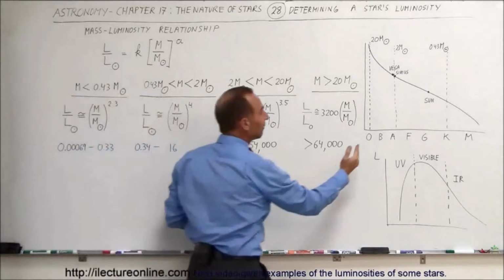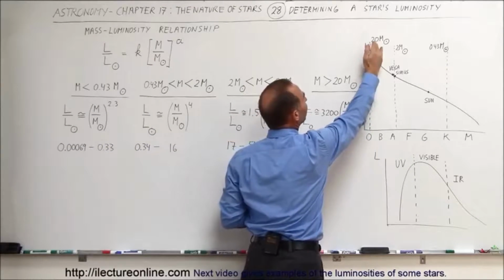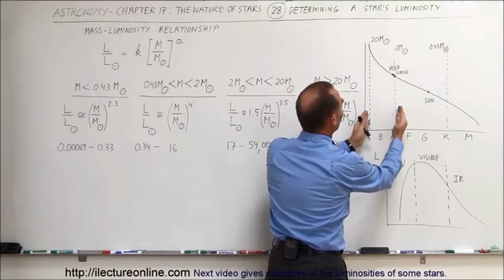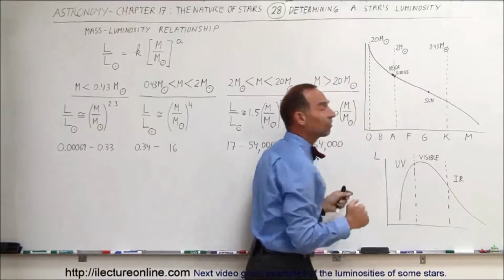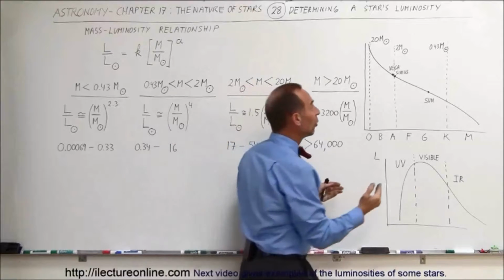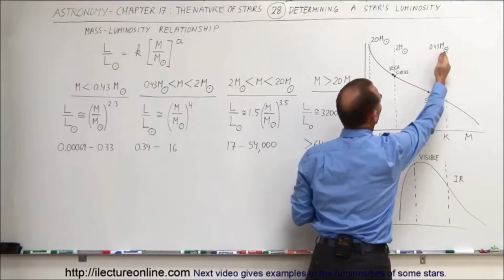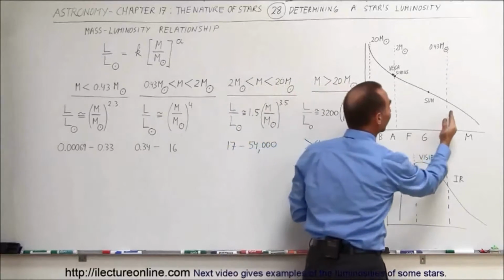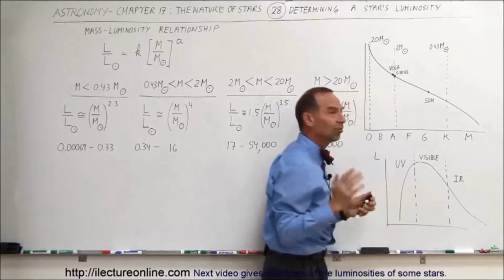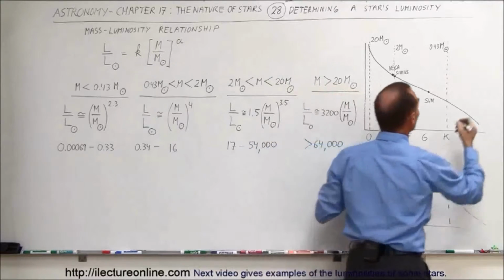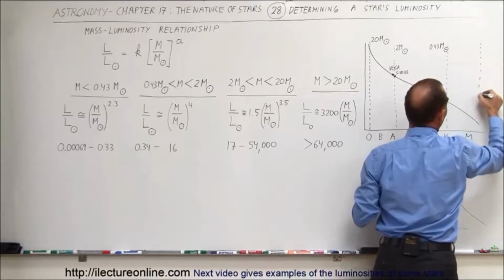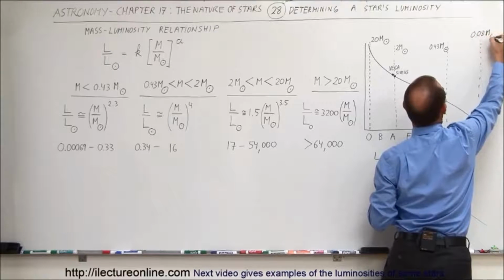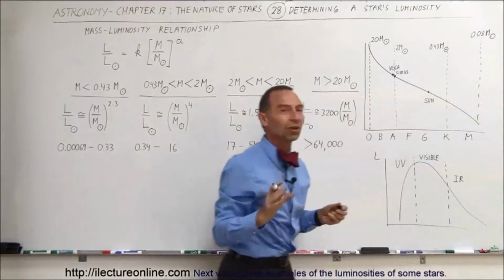We have an equation if the mass of the star is greater than 20 times the mass of the sun. We have an equation that's different when the star has a mass between 2 and 20 times the mass of the sun. We have another equation when the mass of the star is between 0.43 and 2 times the mass of the sun. And then finally we have a 4th equation when the mass is less than 0.43 times the mass of the sun. And remember, of course, that no star can have less than 0.08, so 0.08 times the mass of the sun is the smallest main sequence star that can exist.